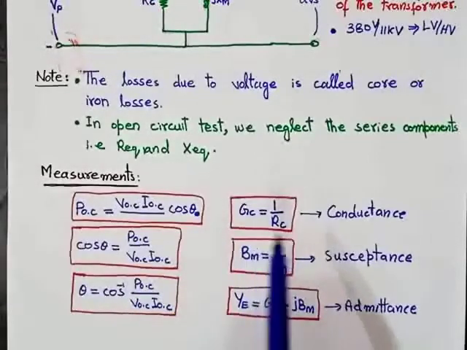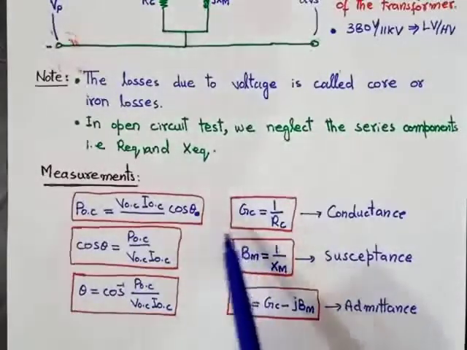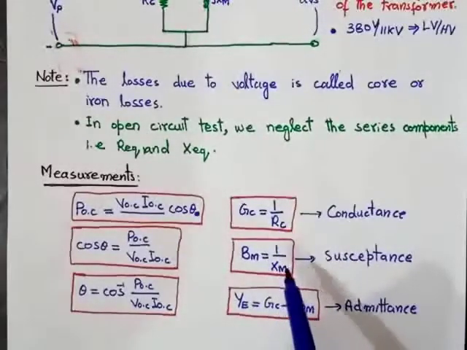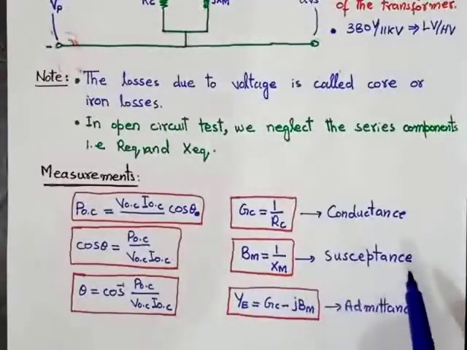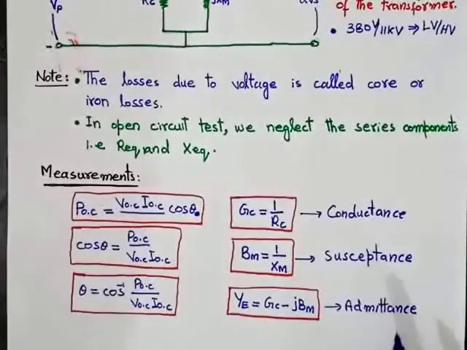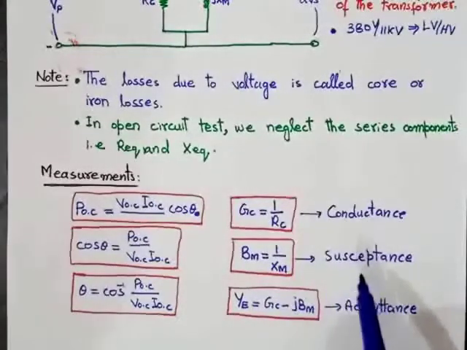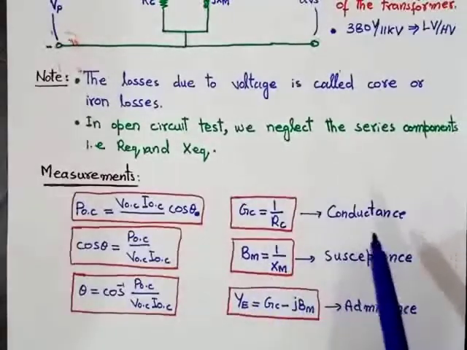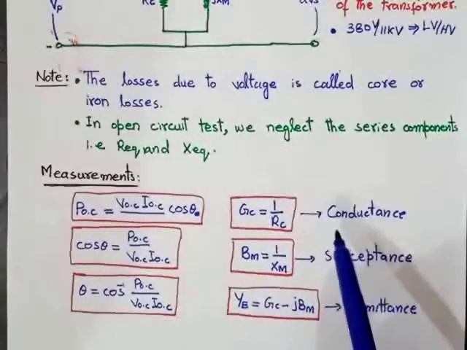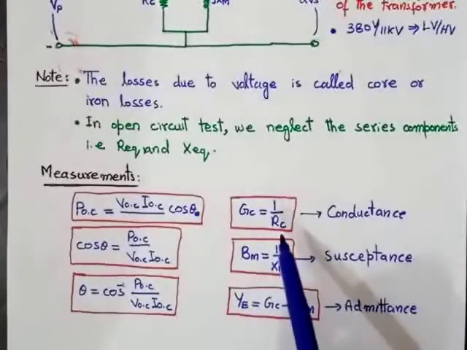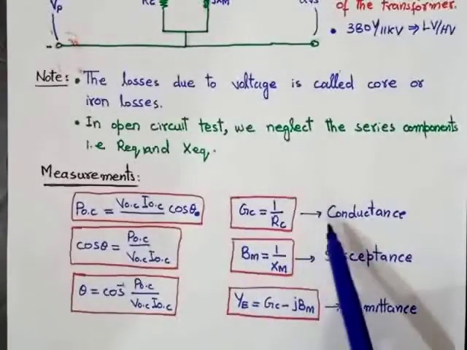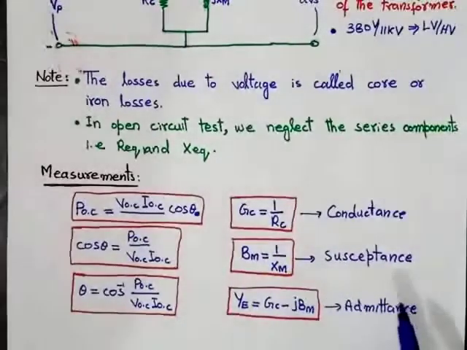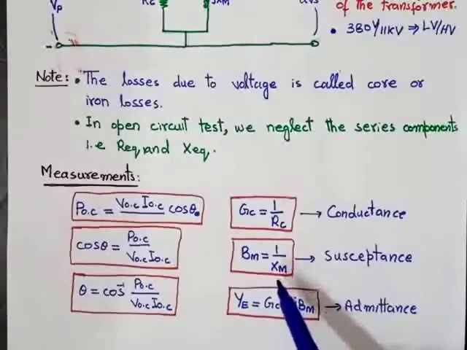And as we know, the reciprocal of the resistance is called the conductance, the reciprocal of the reactance is called susceptance, and the reciprocal of the impedance is called the admittance. Admittance is basically the reciprocal of the impedance, susceptance is basically the reciprocal of reactance, and conductance is basically the reciprocal of the resistance. So we can determine the values of conductance, susceptance and admittance by using these 3 relationships.